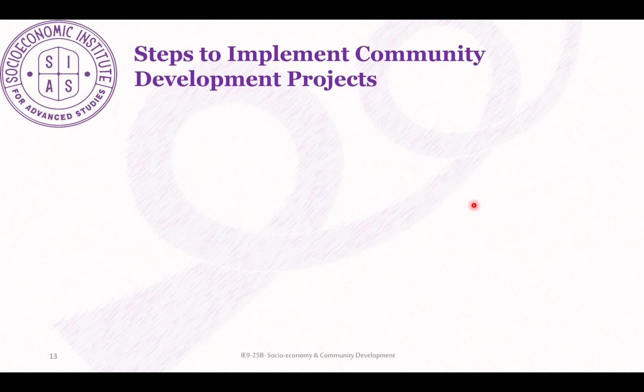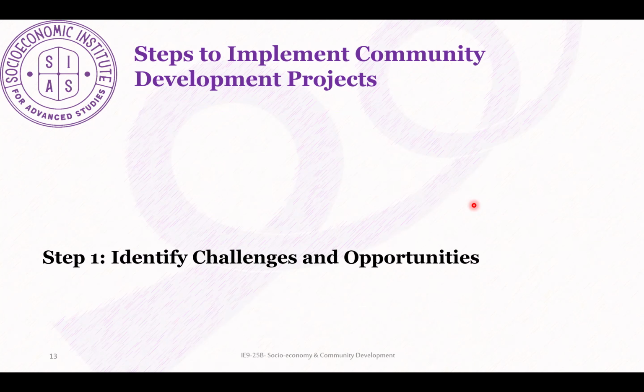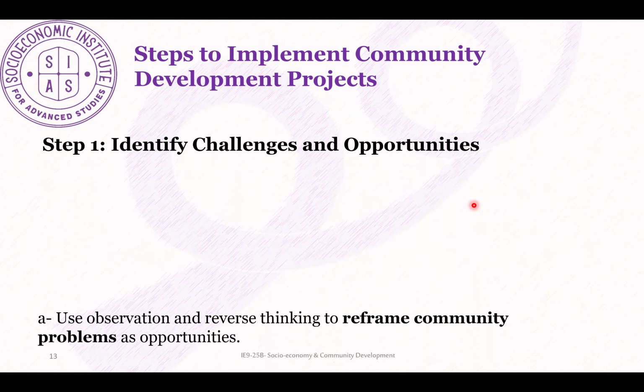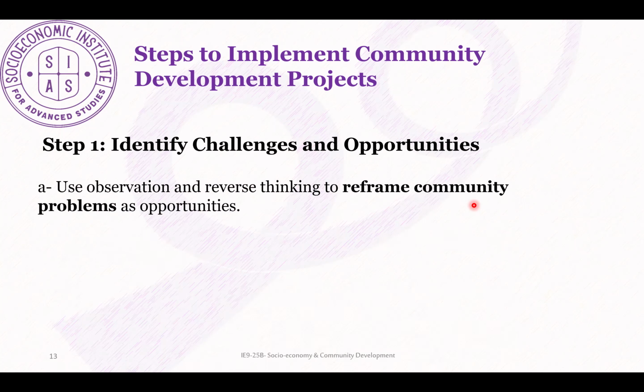Now, one of the things we should focus on is that we can't bring any community development without taking it in gradual steps. This means we need a maturity that first starts with identifying the challenges and opportunities within the community. Where there are challenges, there are opportunities, as we say always in inspiration economy, which means we use observation and reverse thinking to reframe the community problem.